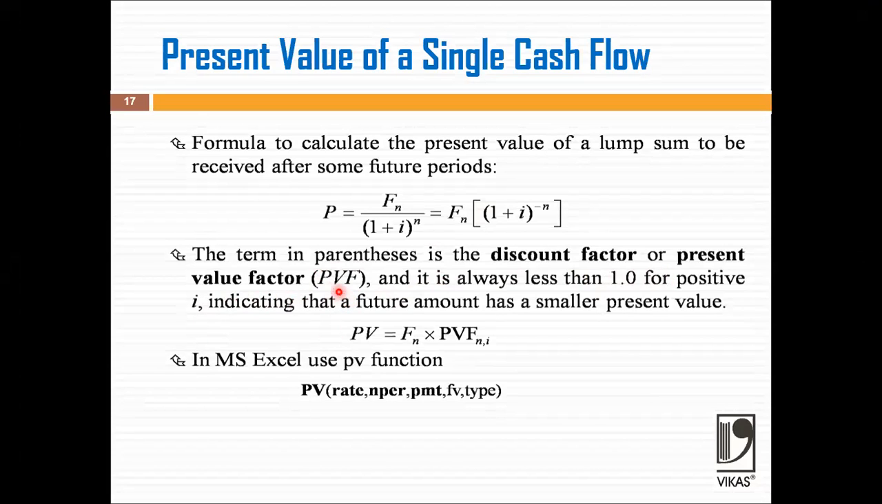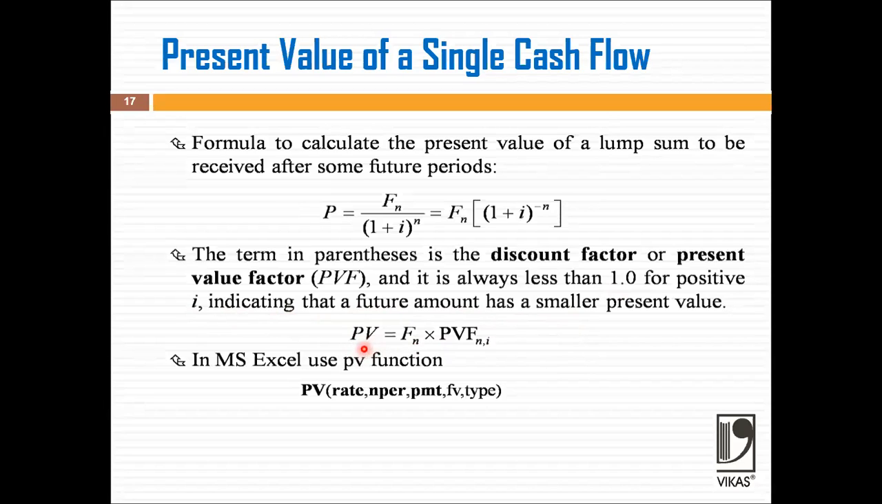So in future value, we used the CVF, compound value factor. Here we will use the present value factor. And it is always less than 1, right? For the future value, the factor is always more than 1. For the present value, it is always less than 1 for a positive i, meaning interest rate, indicating that the future amount has a smaller present value, right? So if you will get 100 rupees after 1 year, then what's the value today? Definitely it is less than 100, right?